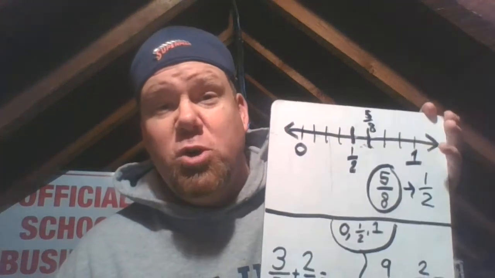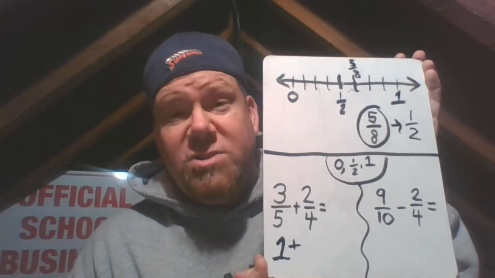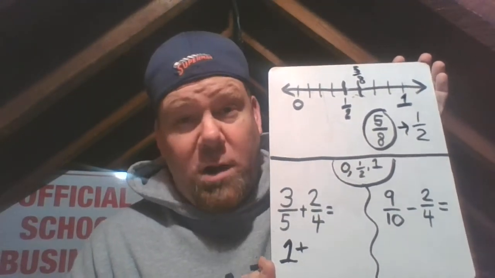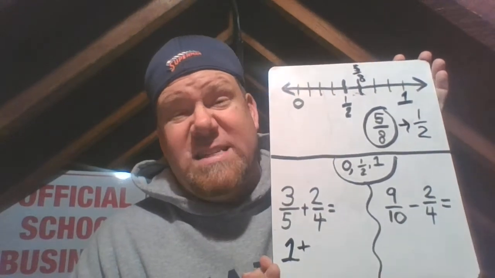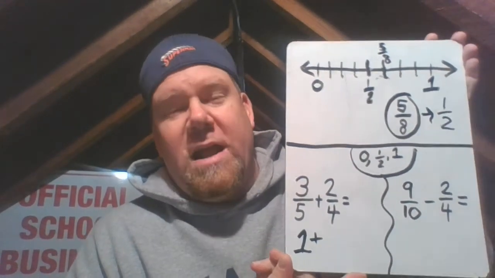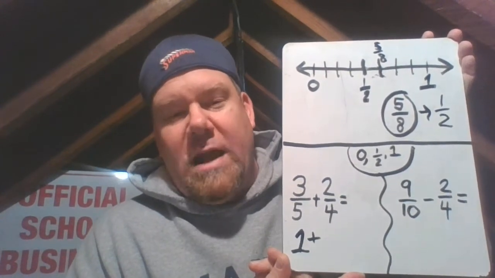So now I have 2/4. Well, 2/4, 2 is right in the middle of 0 and 4, correct? So 2/4 is exactly 1/2. You can estimate it to 1/2, but it is exactly 1/2.